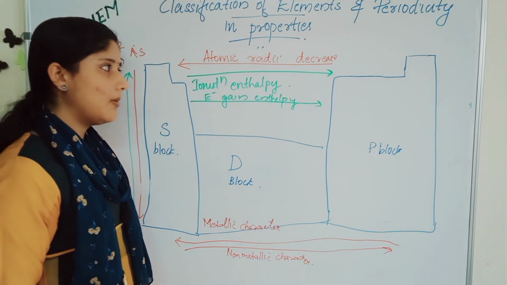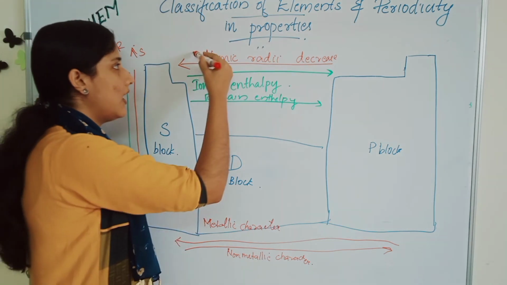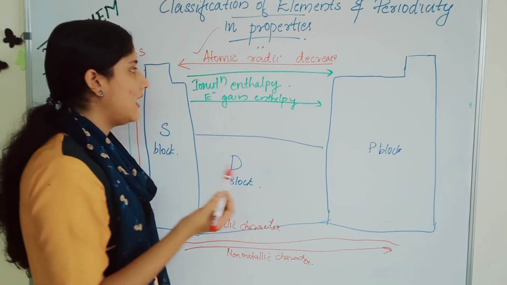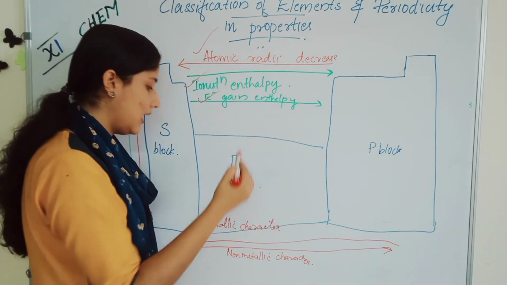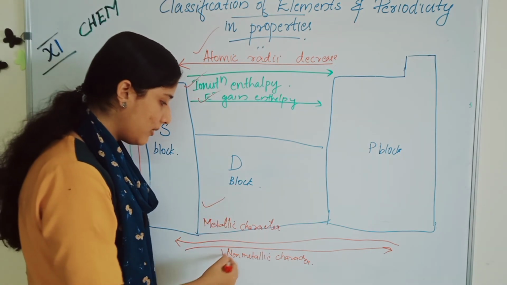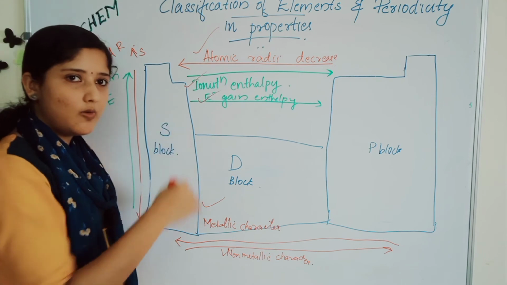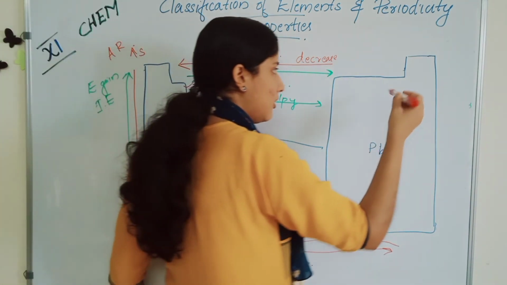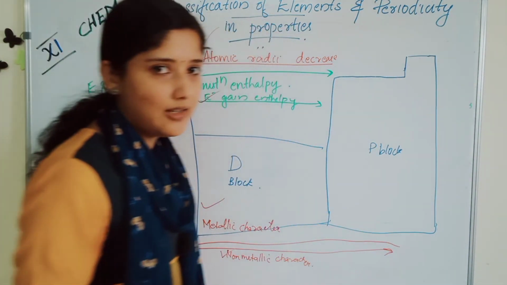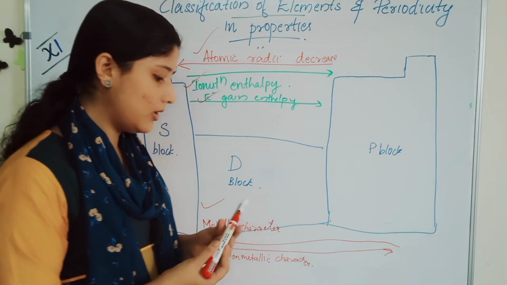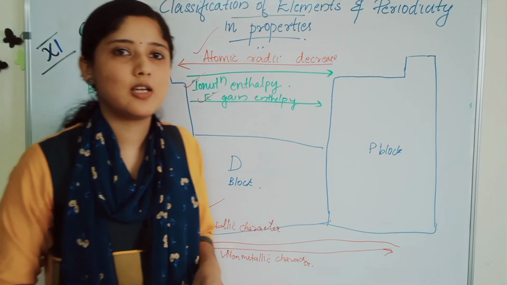These are the main properties: the atomic radii or the ionic radii, ionization enthalpy, electron gain enthalpy, metallic character, non-metallic character. We studied that the first group elements will be highly reactive, and also the halogens will be highly reactive. These are all the properties that we need to study in this chapter.